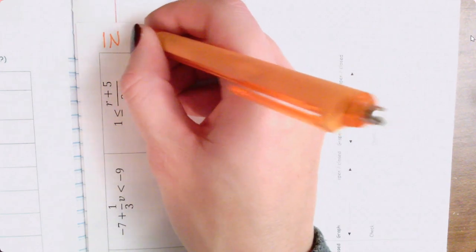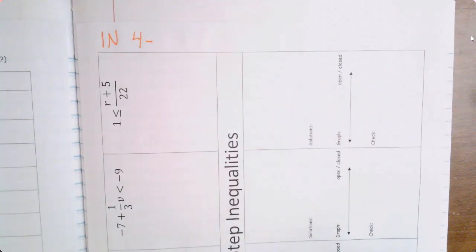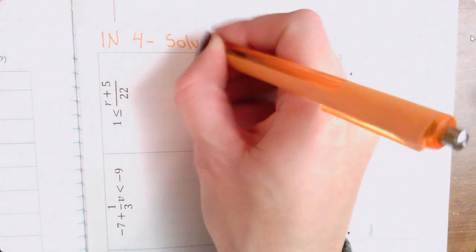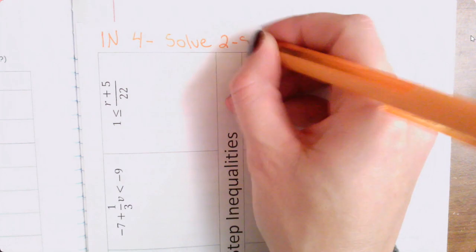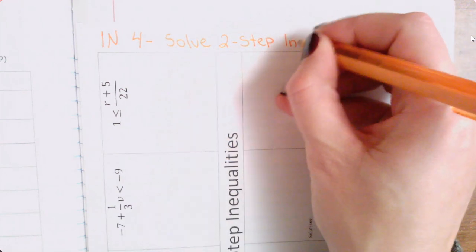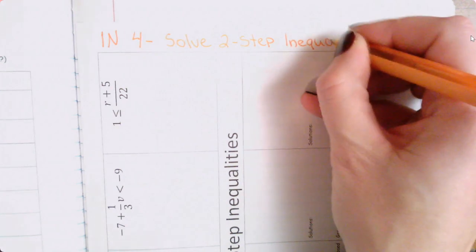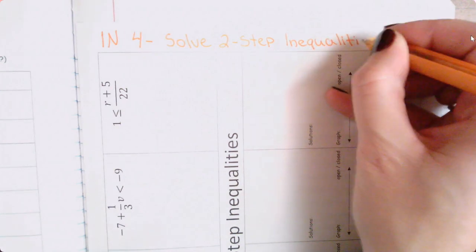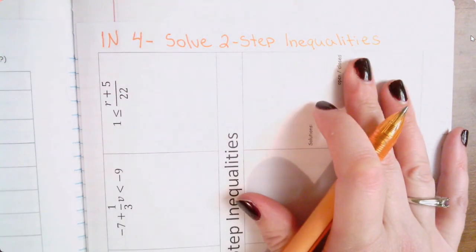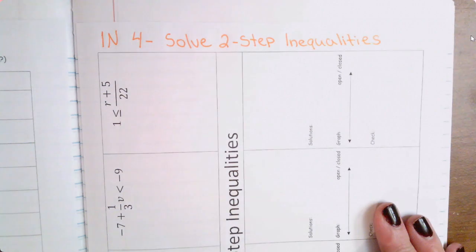IN4 for inequalities topic 4, solve two-step inequalities. And so you can write this either on the paper, the notes page that's been cut out, or above it in your notebook, wherever you have more space. So your title, Inequalities topic 4, solve two-step inequalities.